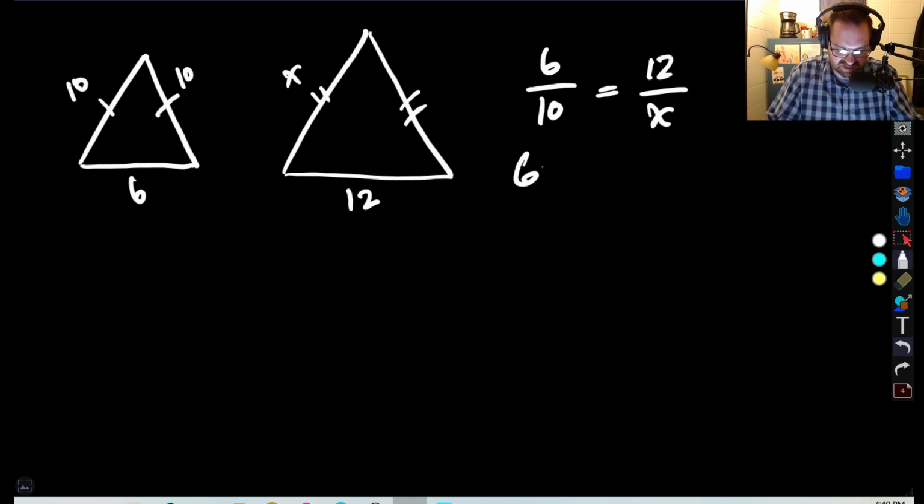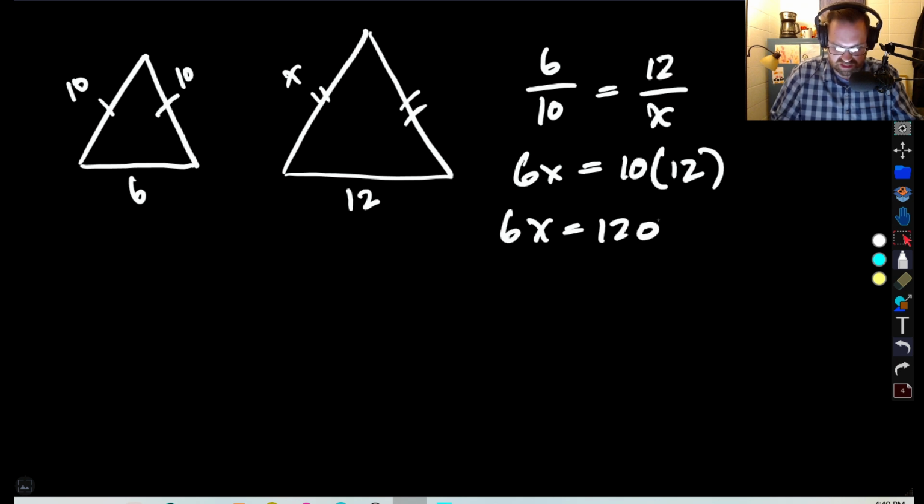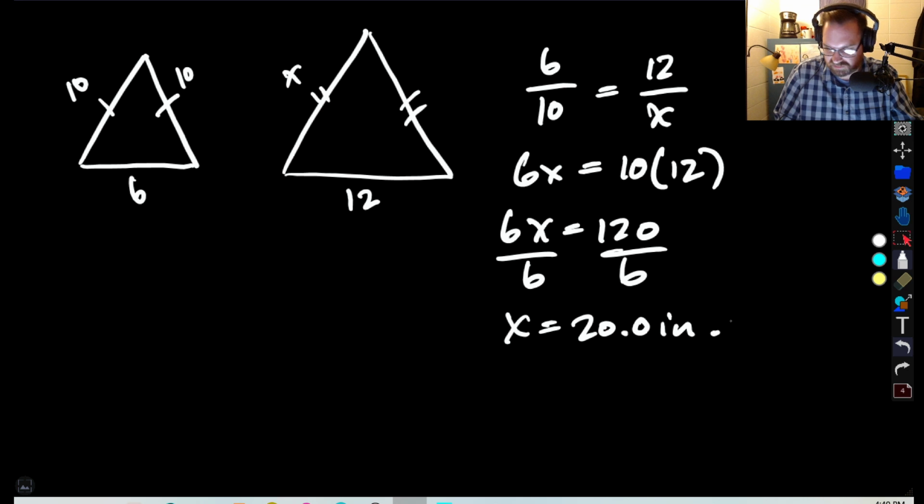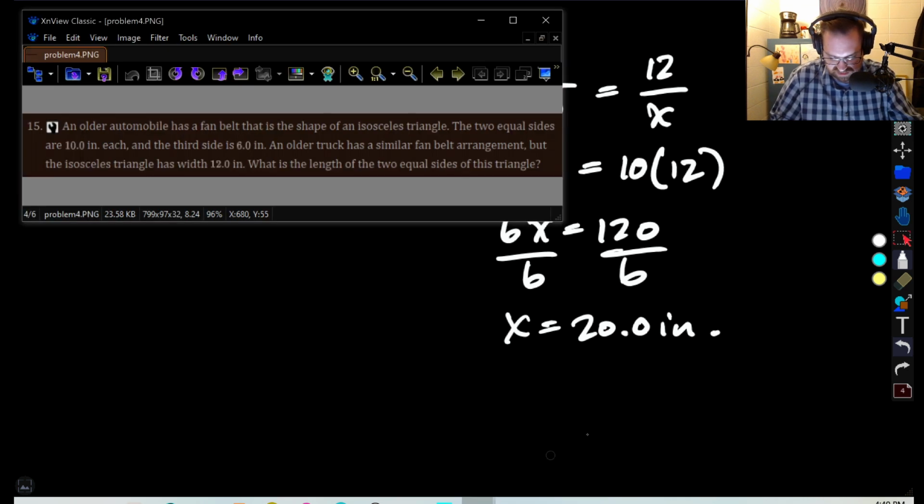So in this case, I've got 6x is equal to 10 times 12, so 6x is equal to 120. That means that I can divide both sides by 6. And here, I'm going to ultimately get that x is equal to 20.0 inches. These are all in terms of inches. I should have specified that. In fact, I think the original question had inches right there.